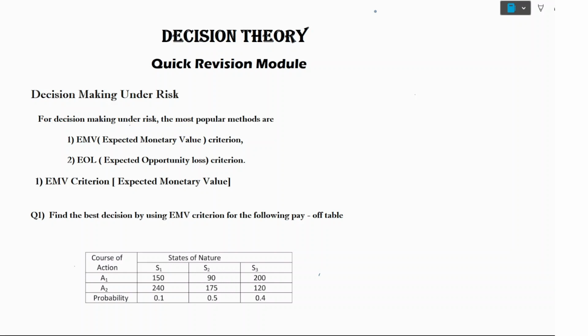Here we will discuss the criteria, that is decision under risk and the construction of decision tree. This is a quick revision module which will help you to revise the topic quickly. Let's start our topic.